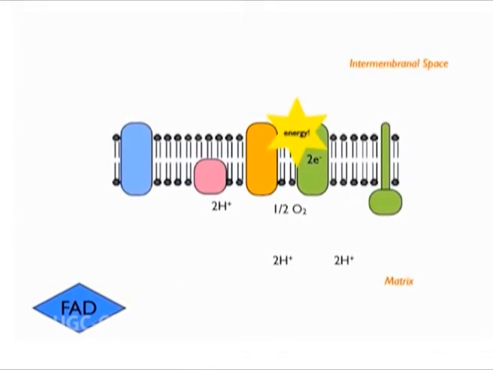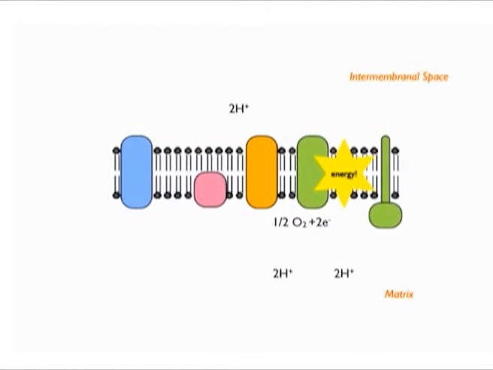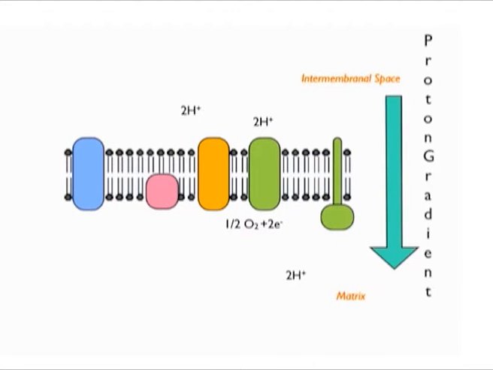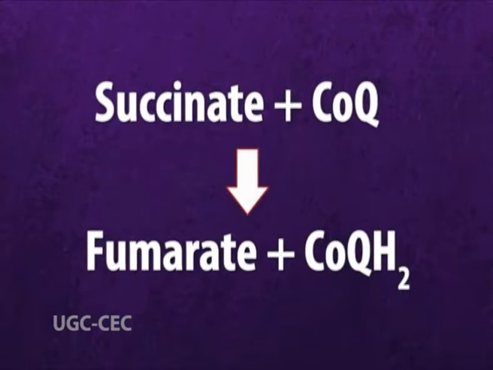Oxidation of FADH2 therefore results in fewer protons being pumped across the inner mitochondrial membrane than NADH and produces less ATP. The net reaction is succinate plus coenzyme Q gives fumarate plus coenzyme QH2.